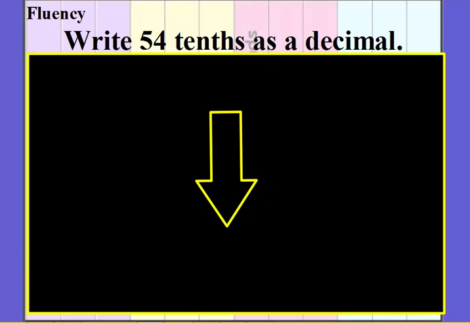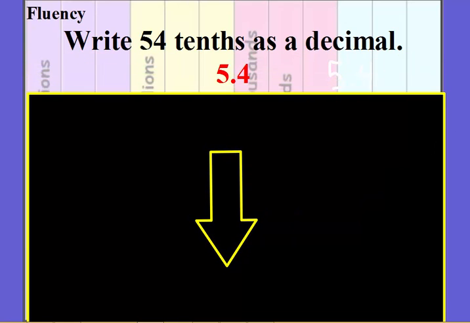Alright, this one what I want you to do is write it on your whiteboard or piece of paper. You're going to write these numbers as a decimal. So for example, write 54 tenths as a decimal. That would be 5.4.